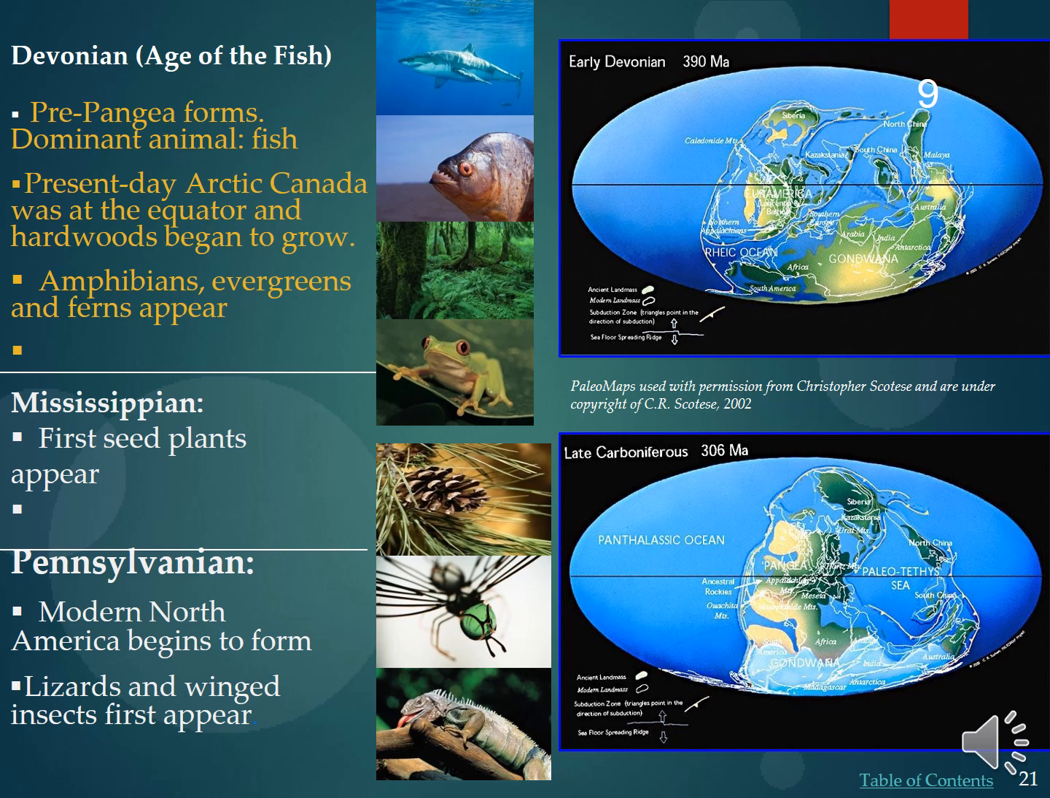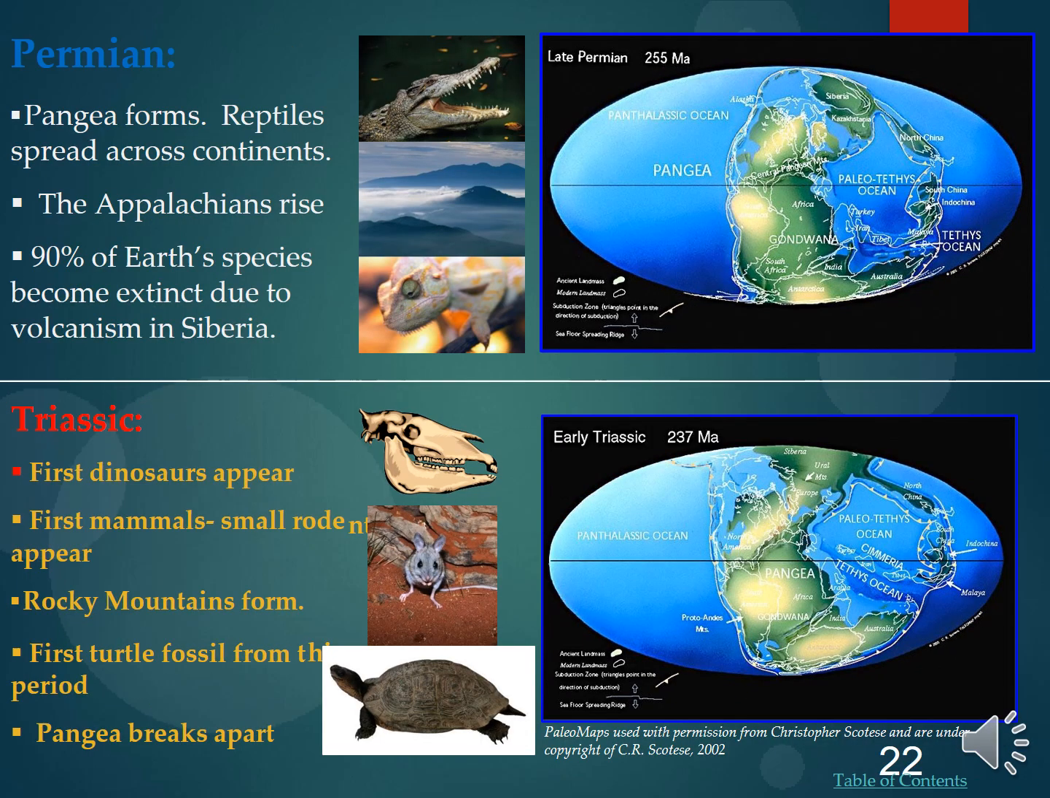Then comes the Mississippian, where you find the first seed plants appear, and in the Pennsylvanian, mostly the modern North American continent begins to form, and lizards and winged insects appear. In the Permian phase, you can see Pangea forms, the reptiles spread across the continents, the Appalachians rise, and 90% of Earth's species become extinct due to volcanism in Siberia. In the Triassic, the first dinosaurs appear, the first mammals, small rodents appear, the Rocky Mountains form, turtle fossils are from the period, and Pangea breaks up.